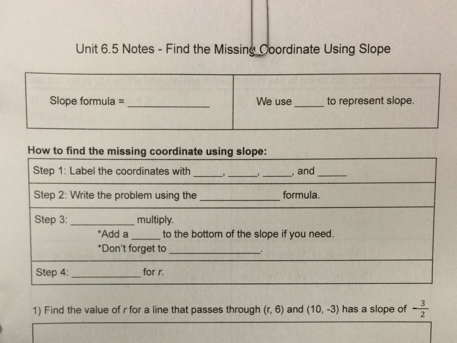All right, these are your 6-5 notes. We're going to start with the slope formula: y2 minus y1 over x2 minus x1. And we use the letter m to represent slope.